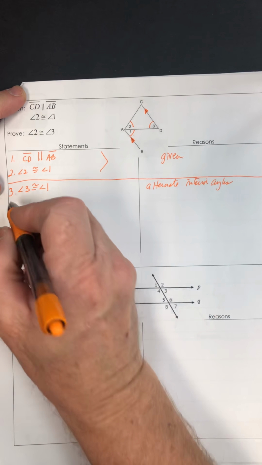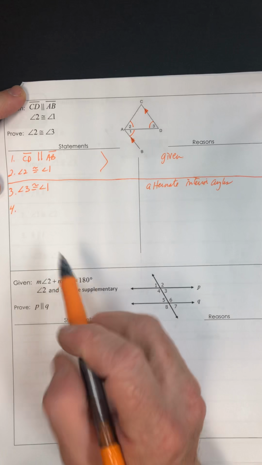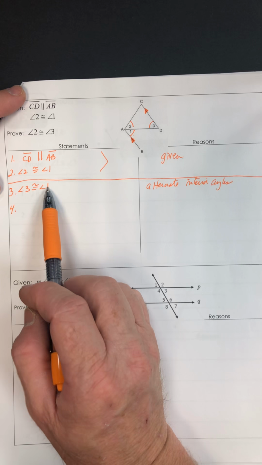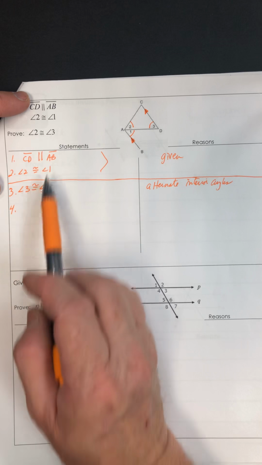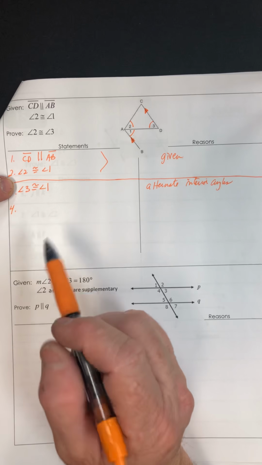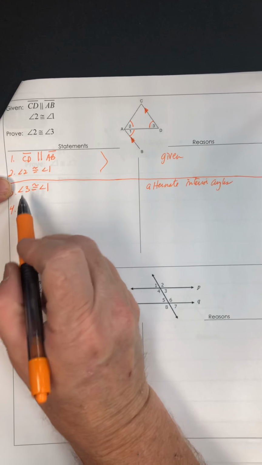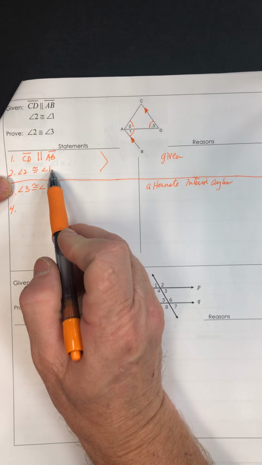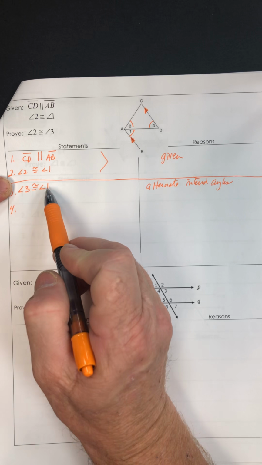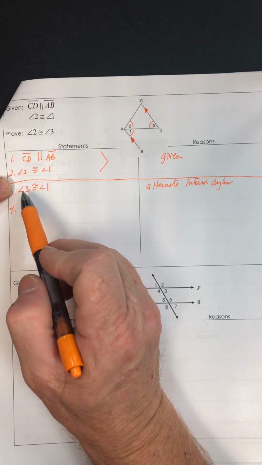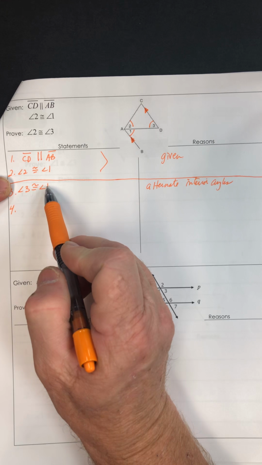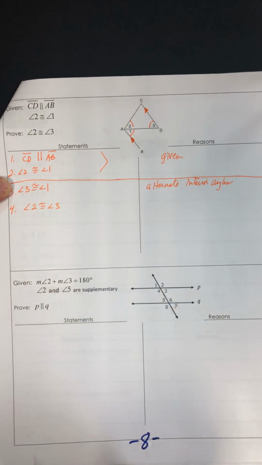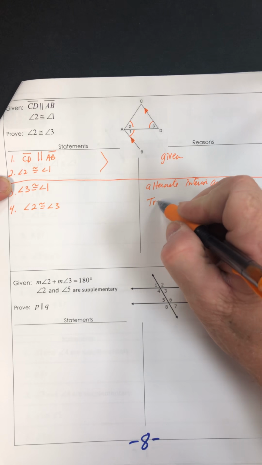All right, so now, what can I say? Well, what do I have? I have angle 2 congruent to angle 1. I have angle 3 congruent to angle 1. I need angle 2 congruent to angle 3. Well, that's true now. This property that says if I have two things congruent to the same thing, like angle 2 is congruent to angle 1, well, also angle 3 is congruent to angle 1. So angle 2 and angle 3 are both congruent to the same thing. So that property is called transitive.